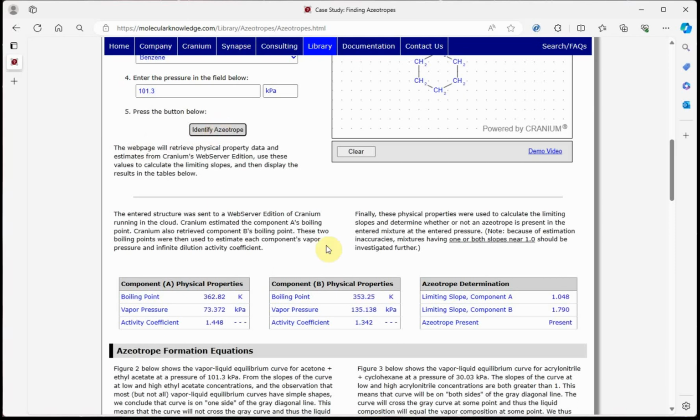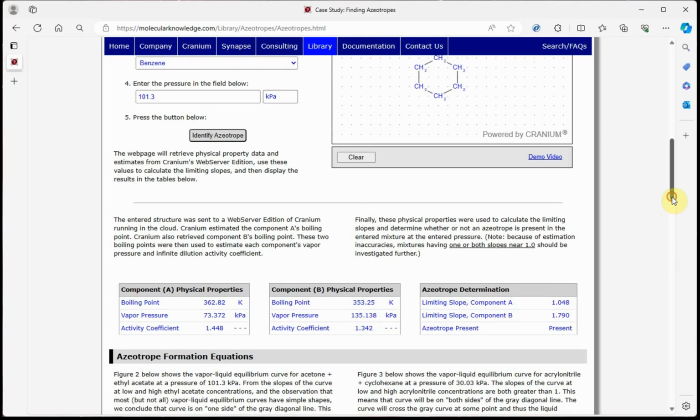The information we entered will be sent to a WebServer edition of Cranium running in the cloud. Cranium will estimate each of the required physical properties for component A, retrieve or estimate the physical properties for component B, use these physical properties to determine the limiting slopes, and finally use these slopes to determine that cyclohexane and benzene do form an azeotrope at 101.3 kilopascals.